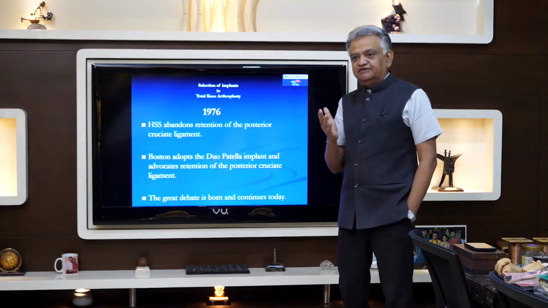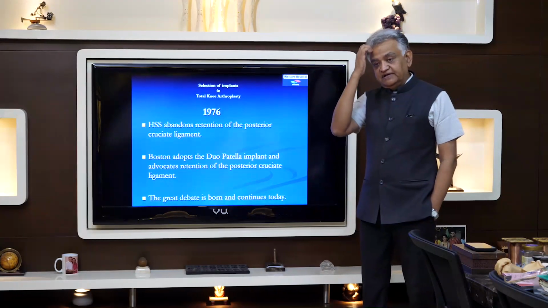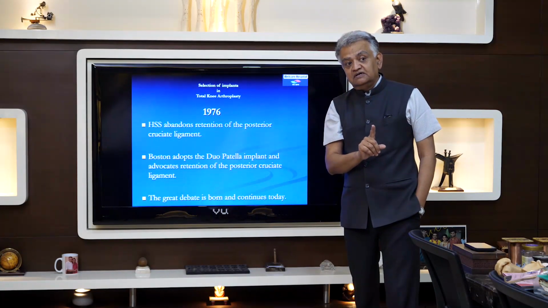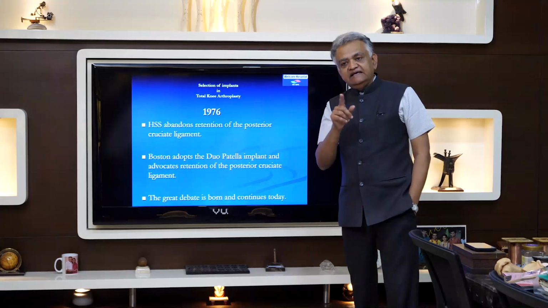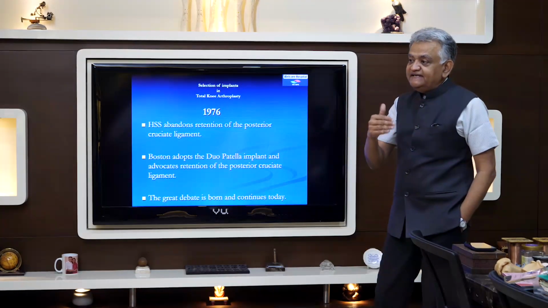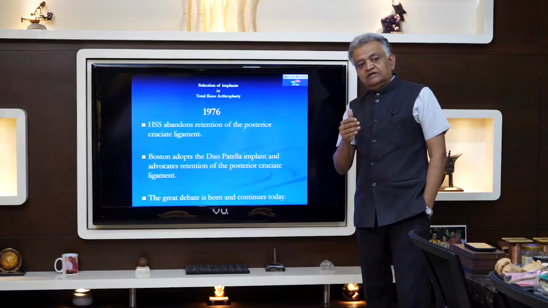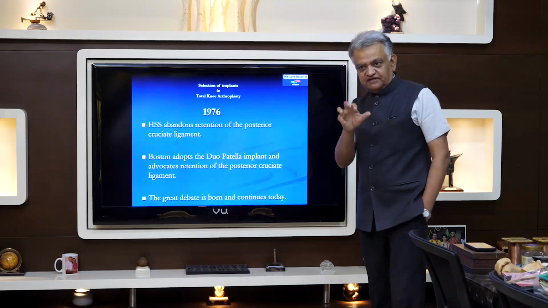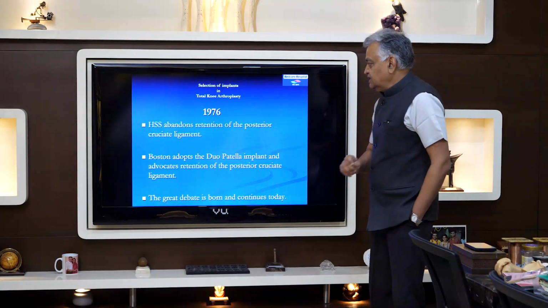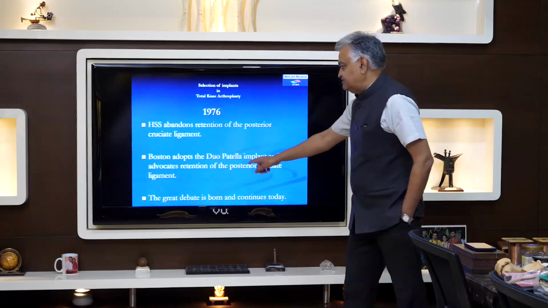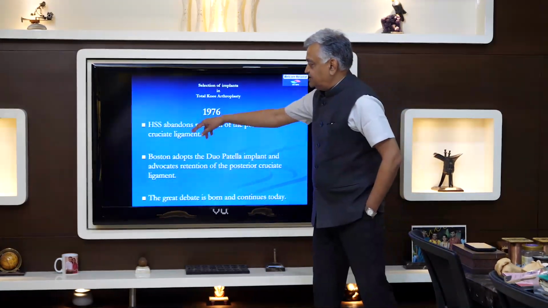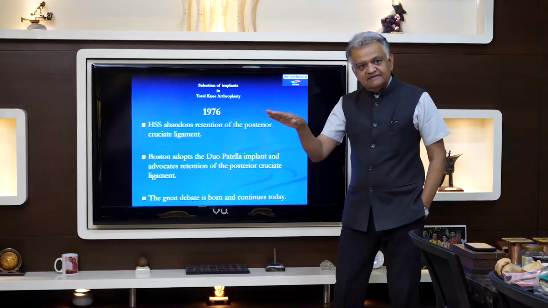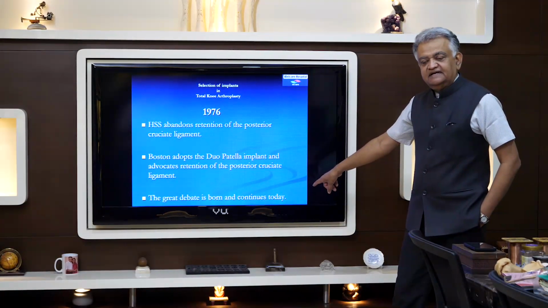Bill Harris, one of the legendary figures in orthopedics at large, he and his team were there, and they looked and they got caught on by this science as had been presented to them at that point in time, which was about retaining the posterior cruciate ligament. And they saw a tremendous merit in it. So even though the progenitors in the form of Ranawat and Insall abandoned it, by this time the Bill Harris team in Boston had already taken up further evolution of the designs, and they said, no, we should retain the posterior cruciate. And therefore, Boston adopts the Duopatella implant, which advocates the retention, whereas the progenitor of Duopatella at HSS abandoned it in favor of a next layer type of design in which the posterior cruciate was sacrificed. The great debate has gone on and still continues today.